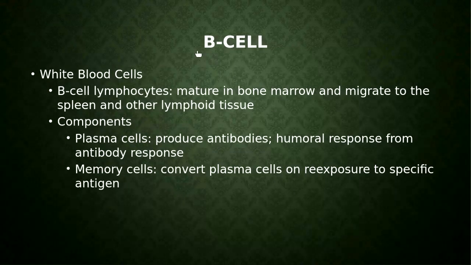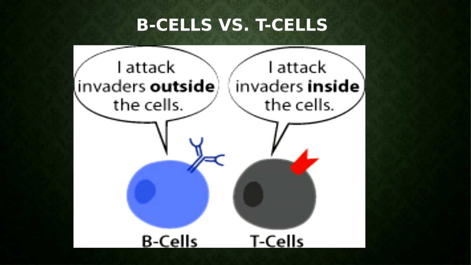Your B cell matures in the bone marrow, migrates to the spleen and other lymphoid tissue. Components of B cell, plasma cells and memory cells. Like I said, this is just a quick review of your basic cell types.